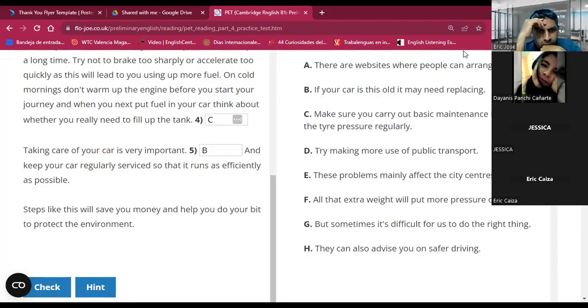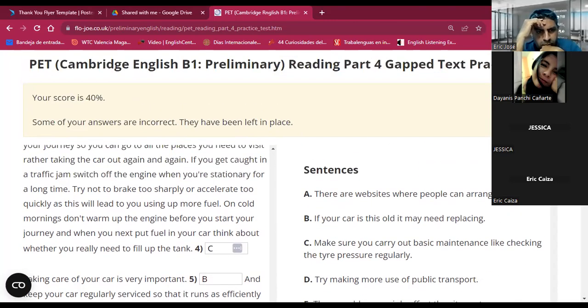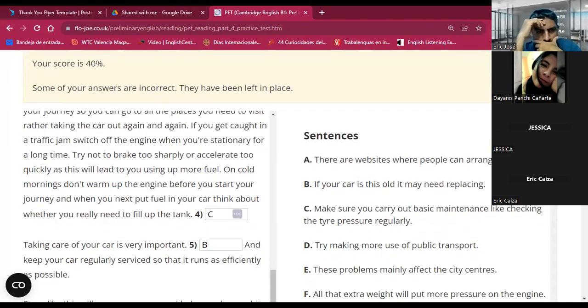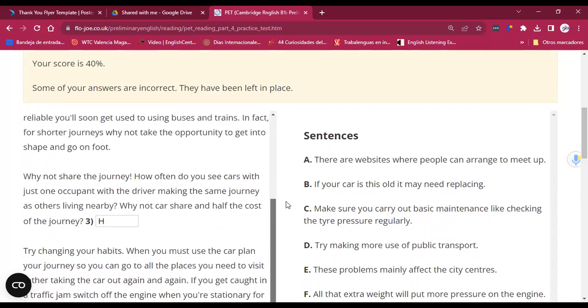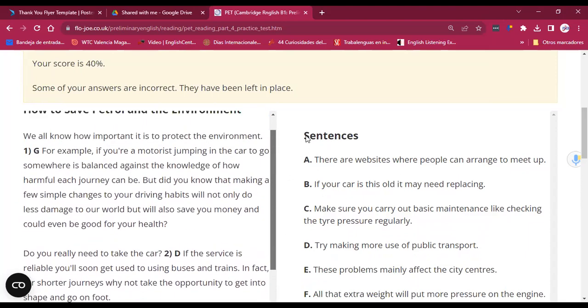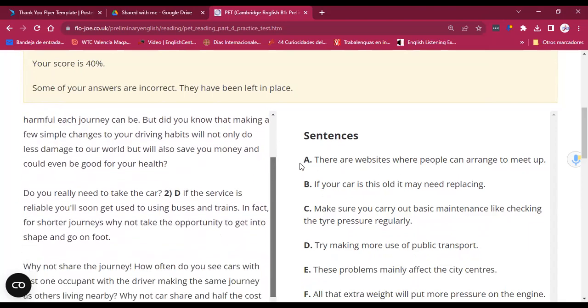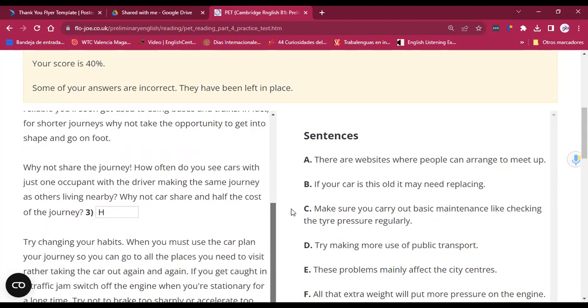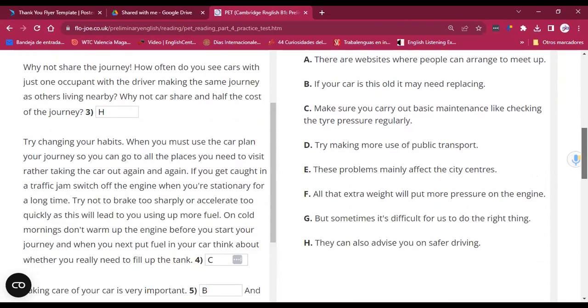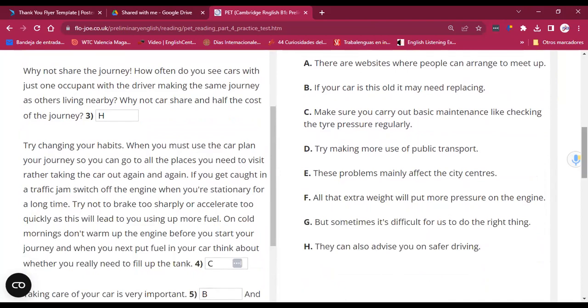Okay, the ones that are left are the ones you made a mistake on. So let's check. Here, letter G is okay. Letter D is okay. Letter H is not right. Okay, why not share the journey? How often do you see cars? Here you agree with other people to use only one car.